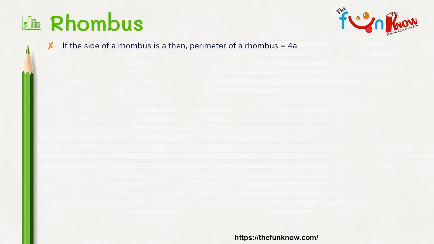If the side of the rhombus is A, then the perimeter of the rhombus will be 4A. You have to remember this, students. You have to memorize this, that if someone asks you what the perimeter of a rhombus is, you have to keep in mind that if one side is A, then the perimeter of the rhombus will be 4A.